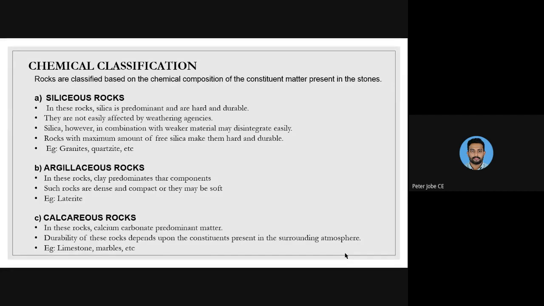Laterite, I hope you have understood. I've discussed laterite in one of the previous classes and I've shown you the images also. So I hope you have understood what is meant by laterite. And third classification is calcareous rocks, in which calcium carbonate is the predominant matter, and the examples are limestone and marbles.